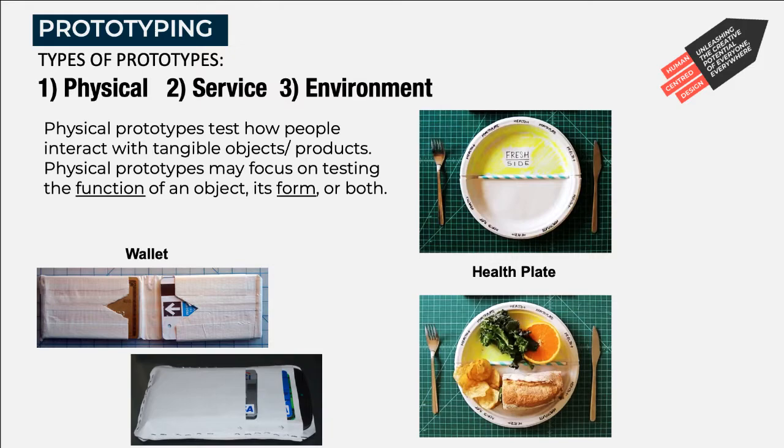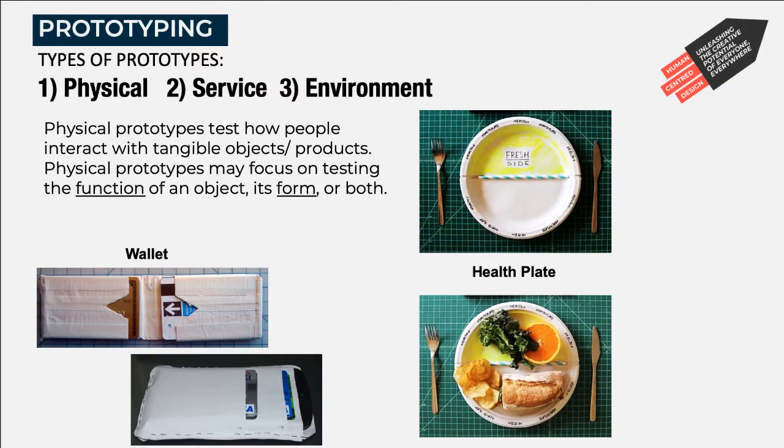So if we look at the first one, which is the physical manifestation of a prototype, even some experiences might have some tangible elements that we can prototype. Here are 2 very simple examples. A wallet that's made out of tape and paper and sort of stapled together. And of course, putting in some cards and money sort of gives it this semblance of whether the form of this product works for the customer, and also does it function as intended.